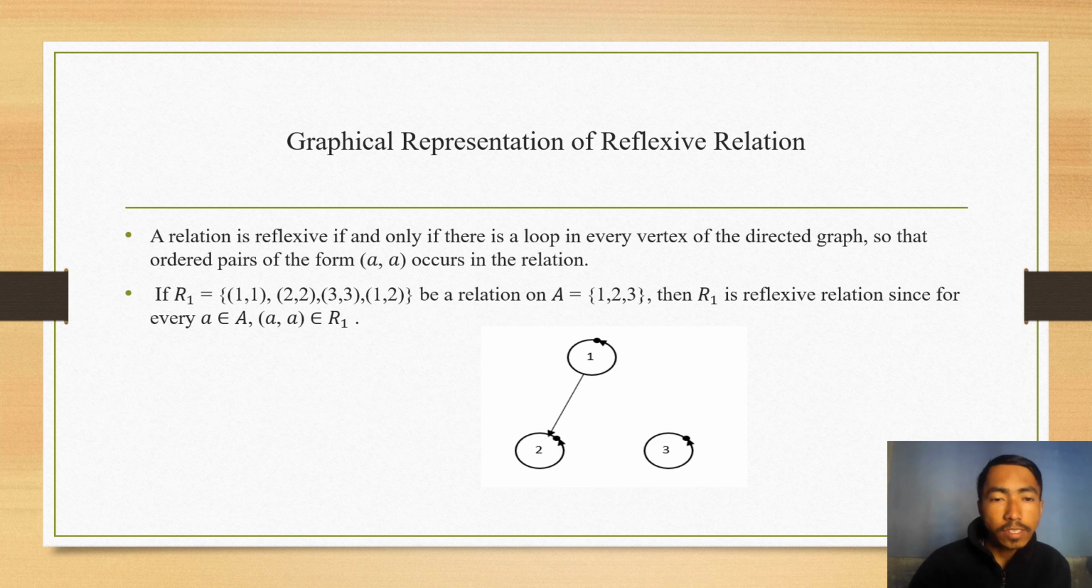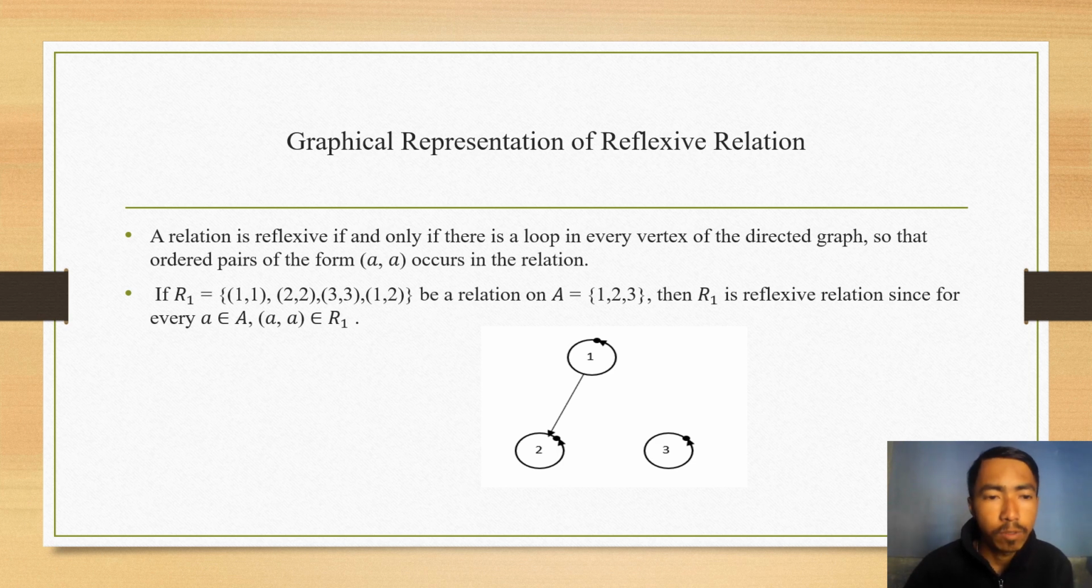Next slide: graphical representation of reflexive relation. A relation is reflexive if and only if there is a loop at every vertex of the directed graph, so that ordered pairs of the form (a, a) occur in the relation.